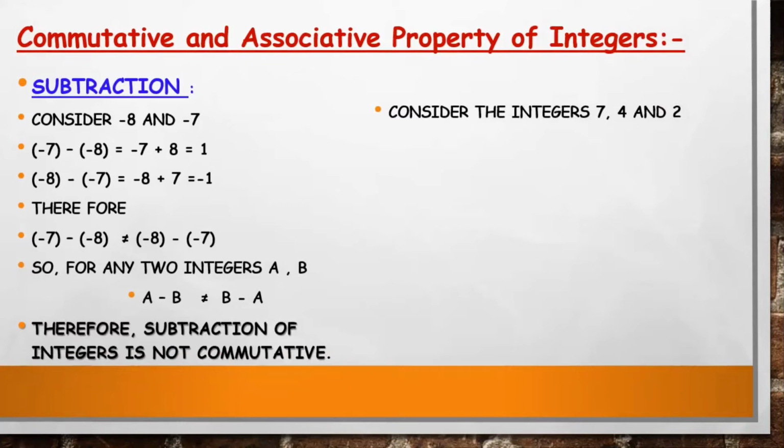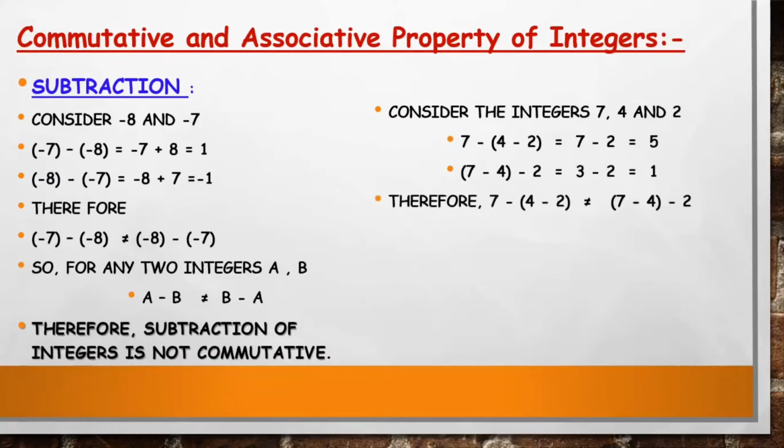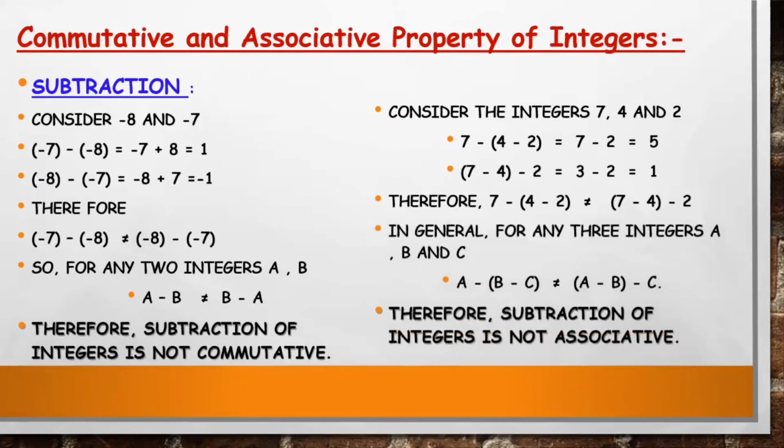Now let's check the associative property also. Take three integers. First we made a group of 4 and 2, then second we made a group of 7 and 4, and we solve it. But what happened? The way of grouping, the choice of your group, decides your answer. It is not like addition where the results will be equal. No, group changes, answer changes. Therefore, we can say that subtraction of integers is not at all associative.